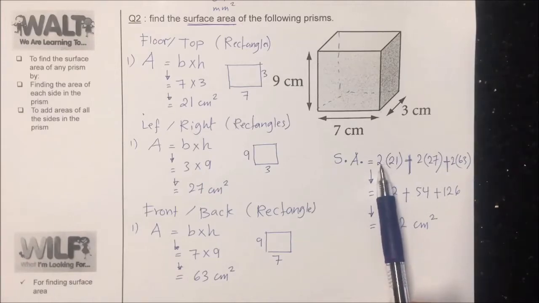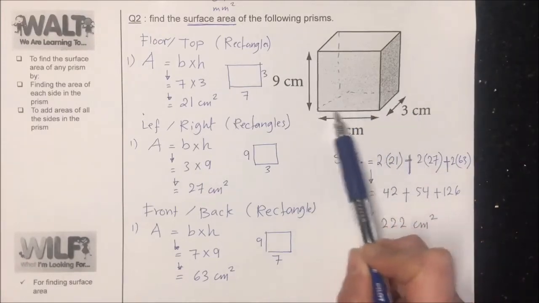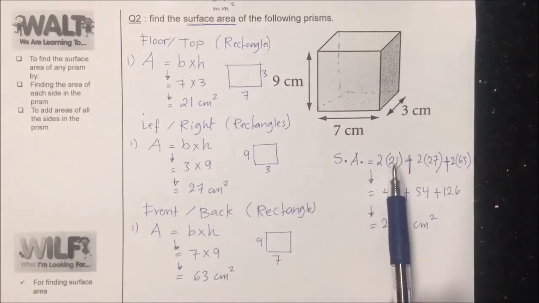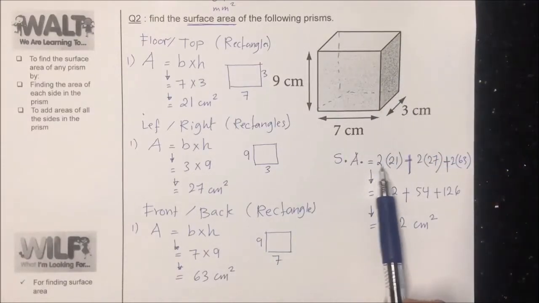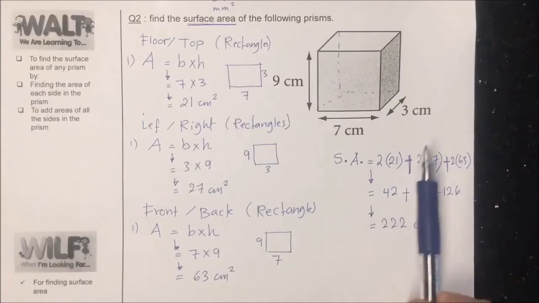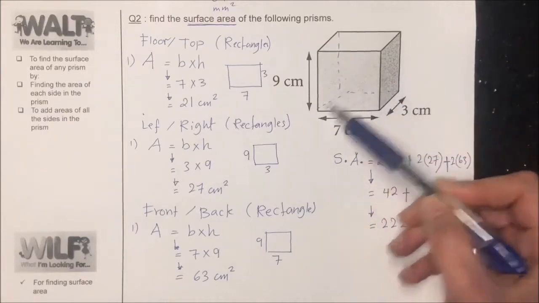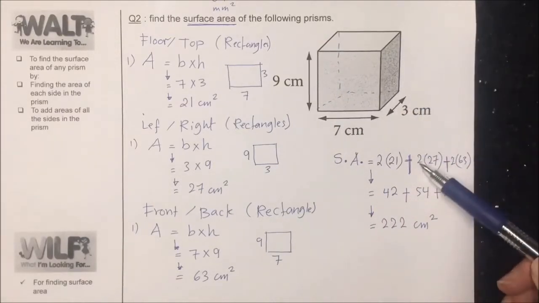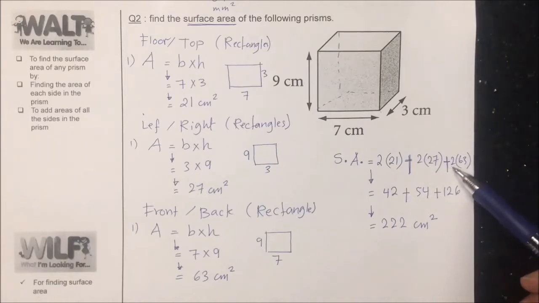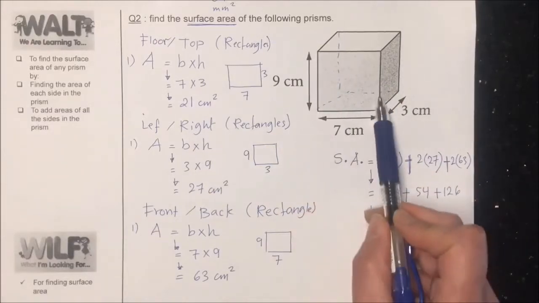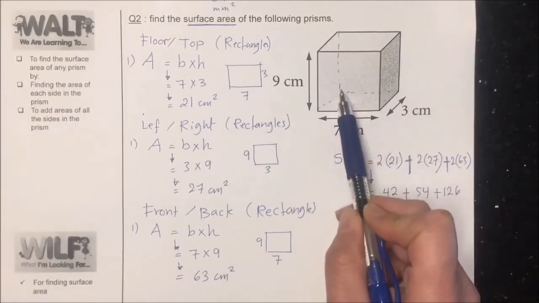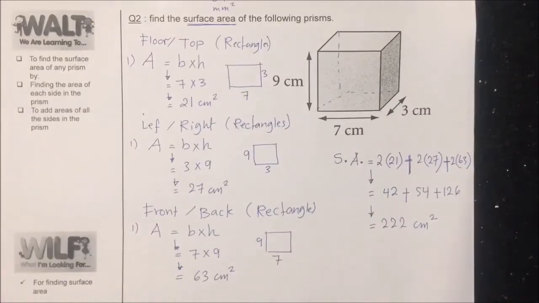We have 2 faces, the floor and the top, with the exact same size. So that's why we say 2 times 21, plus we have 2 faces of identical size, which is the left side and the right side. So that's why we say times 2, plus 2 faces of identical size, which is the front face and the back face. And we ended up with 222 centimeters squared for the surface area of this cuboid.